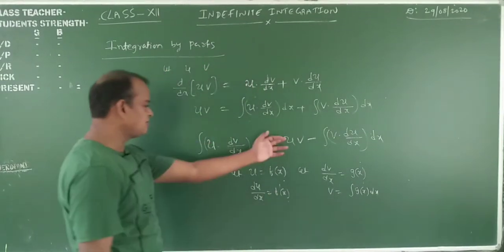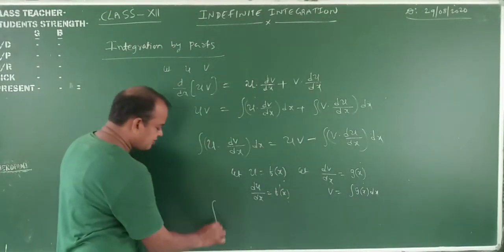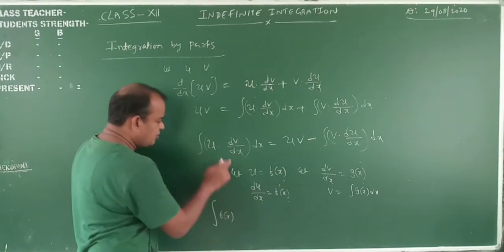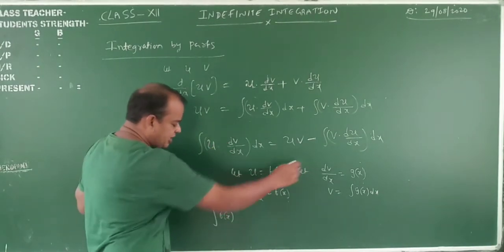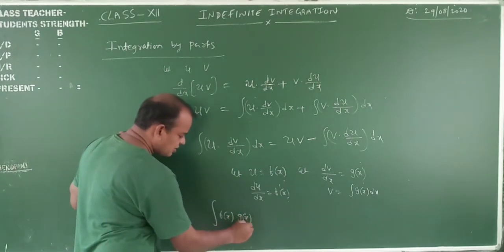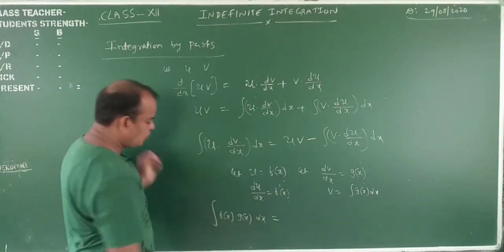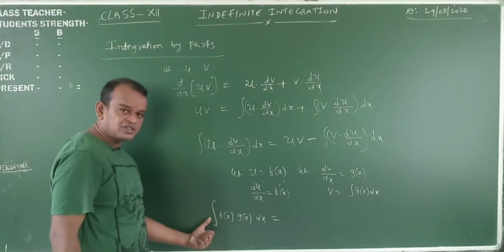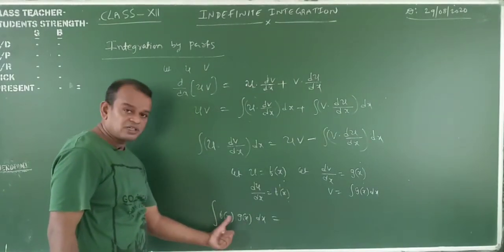Now substitute these values in this one. The integral of u means f of x into dv by dx, and dv by dx means g of x. Observe that this is the product of two functions in the same variable x. Now we find the integration of the product of the two functions.